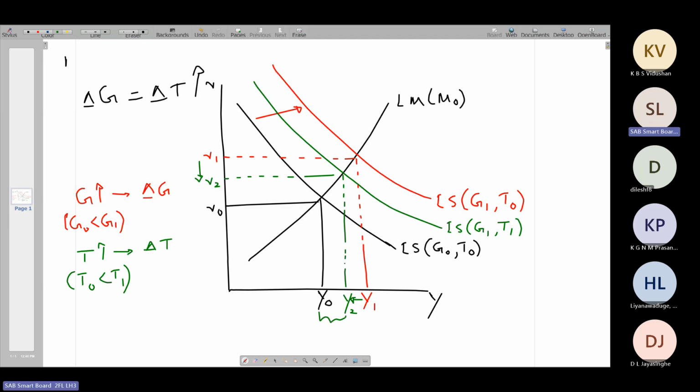Now the equilibrium, earlier A, moves to B, and now goes to C. Equilibrium is established at point C, in the money and goods market, right? So the income level is Y2. The net effect is that income level increases from Y0 to Y1, which equals the raise in government expenditure. If the government raises expenditure by 50, income level also changes by 50, right?